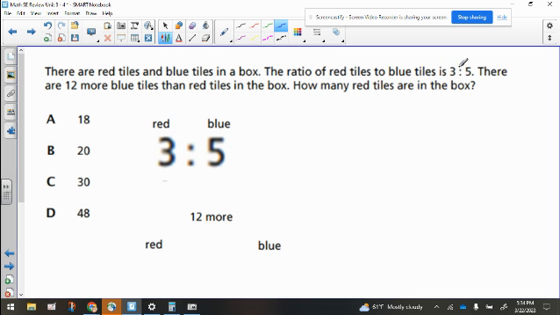There are red tiles and blue tiles in a box. The ratio of red tiles to blue tiles is 3 to 5. There are 12 more blue tiles than red tiles in the box. How many red tiles are in the box?